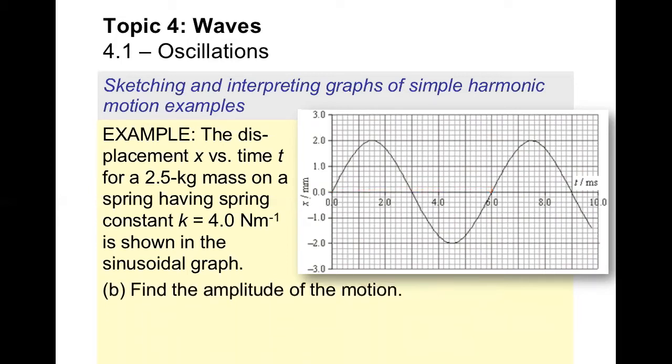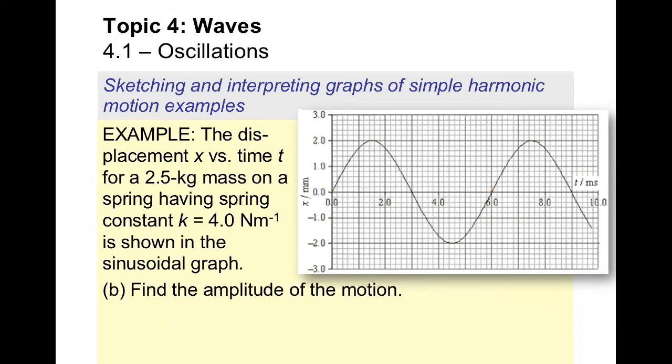Find the amplitude of the motion. You understand already that in this graph, this line is the equilibrium position, and the amplitude is the measurement from the equilibrium position to the highest displacement. And in this graph, the highest displacement is 2 millimeters.